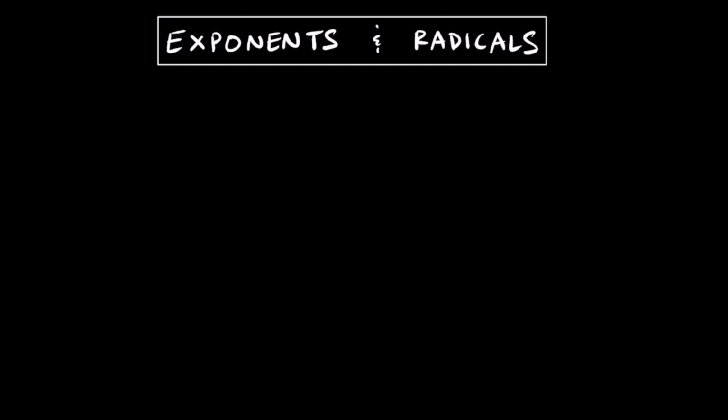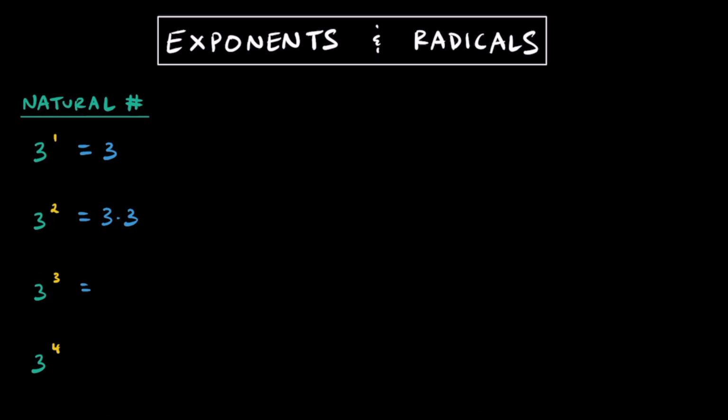In this video, I'm going to be talking about exponents and radicals. Let's start by looking at some powers with natural number exponents like 1, 2, 3, and 4. 3 to the first power is really just 3. 3 to the second power is 3 times 3. 3 to the third power is 3 times 3 times 3. And 3 to the fourth power is 4 of those altogether.